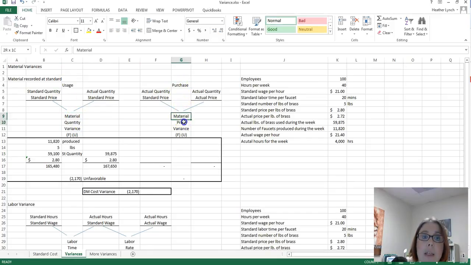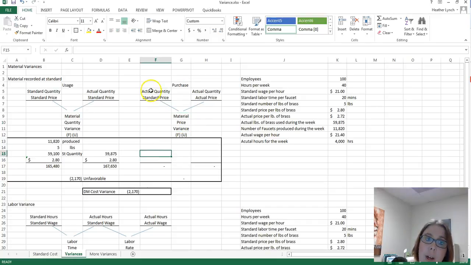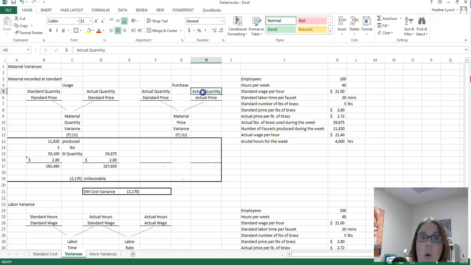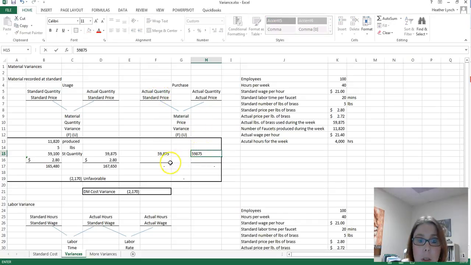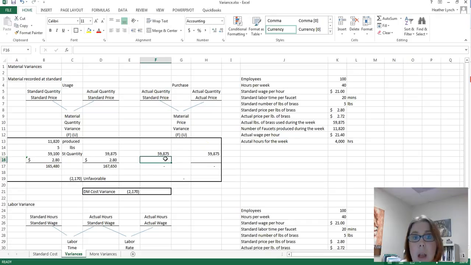Now I want to look at my material price variance. When you're looking at your material price variance, you always want to look at your actual quantity. The difference is we're looking at what we set for our standard and what we set for our actual. So we actually used 59,875. They will have to give you the actual quantity; we're not going to figure that out. The difference is our standard price again was $2.80.